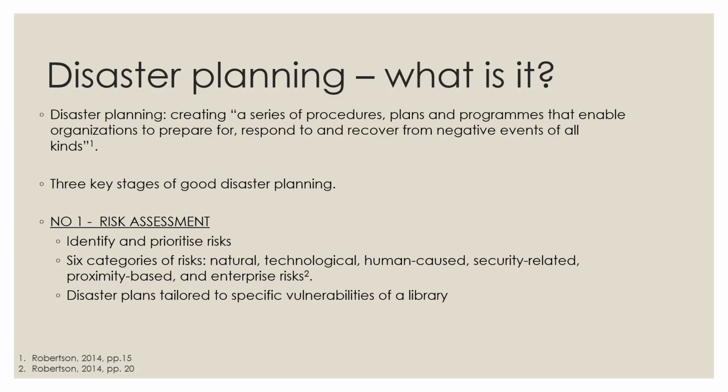Library staff must identify and prioritize risks most likely to affect their institution. These risks are typically grouped into 6 categories: natural, technological, human-caused, security-related, proximity-based, and enterprise risks. Understanding the library's specific vulnerabilities in each category allows for more tailored planning.